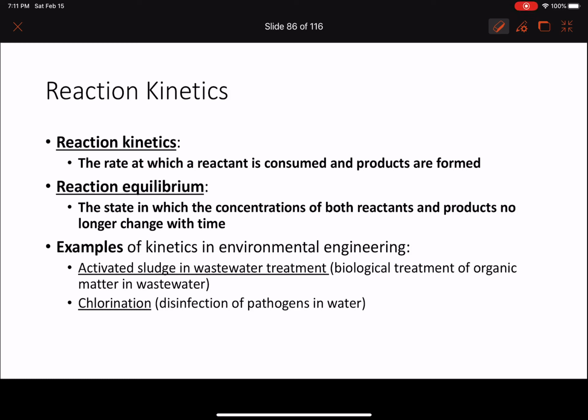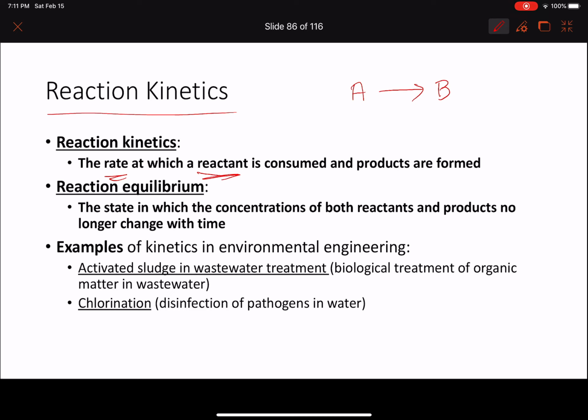Last section, chapter number 3, reaction kinetics. Reaction kinetics is the rate at which a reactant is consumed and a product is formed. So if you have a reactant A that is being consumed to produce a product B, this reaction is controlled by reaction kinetics.